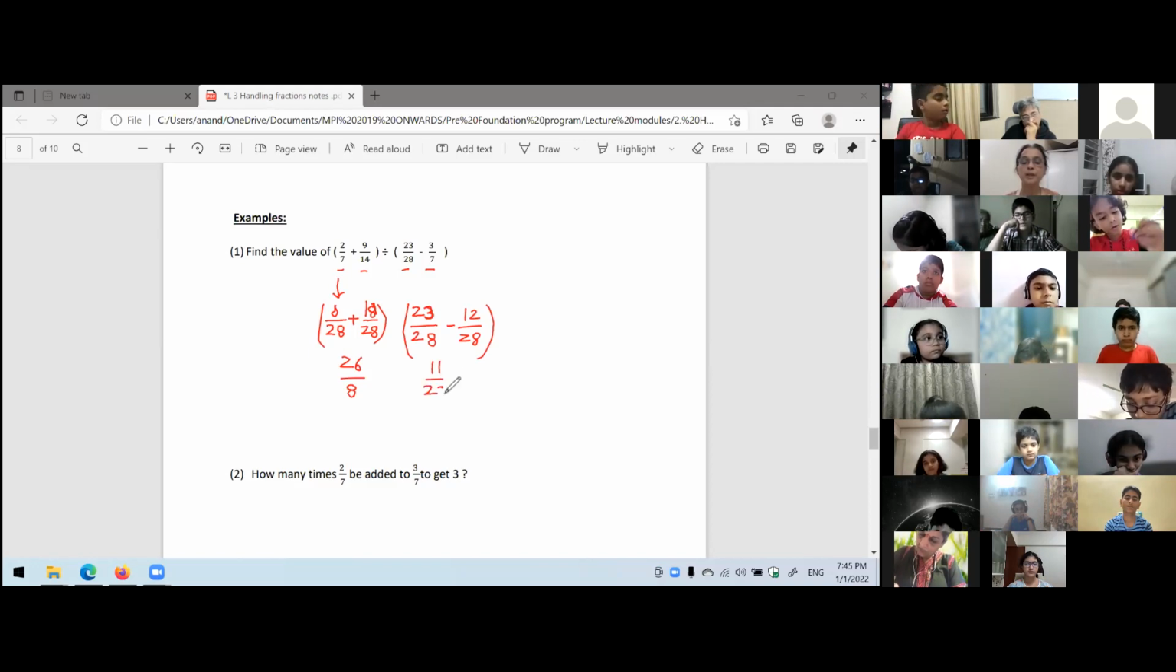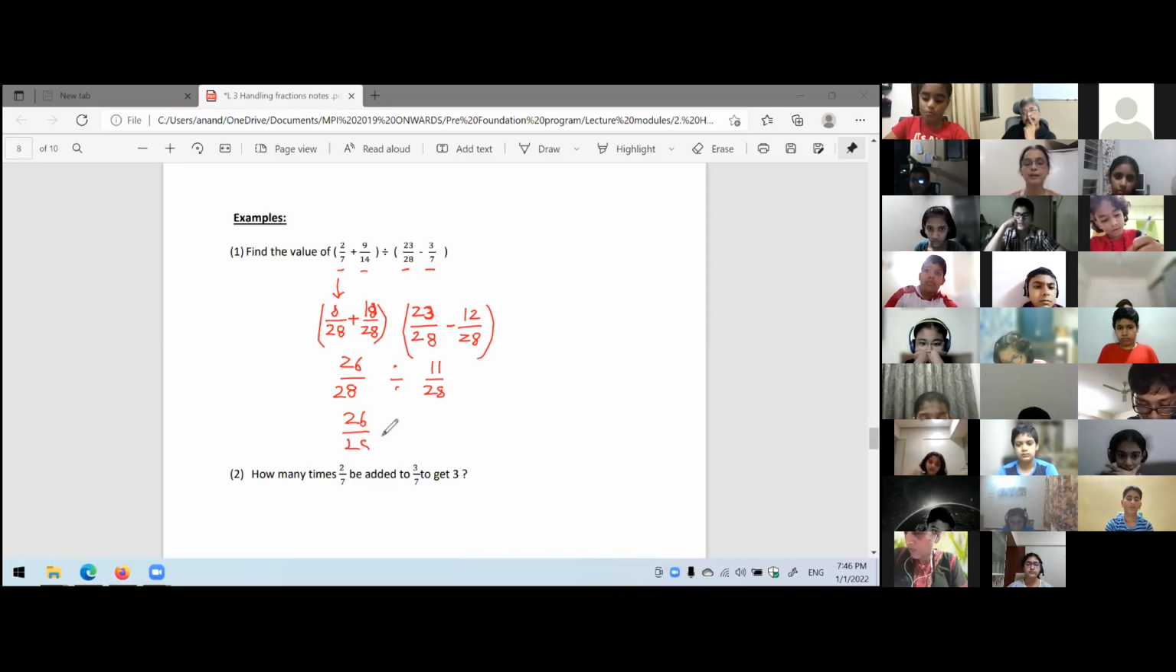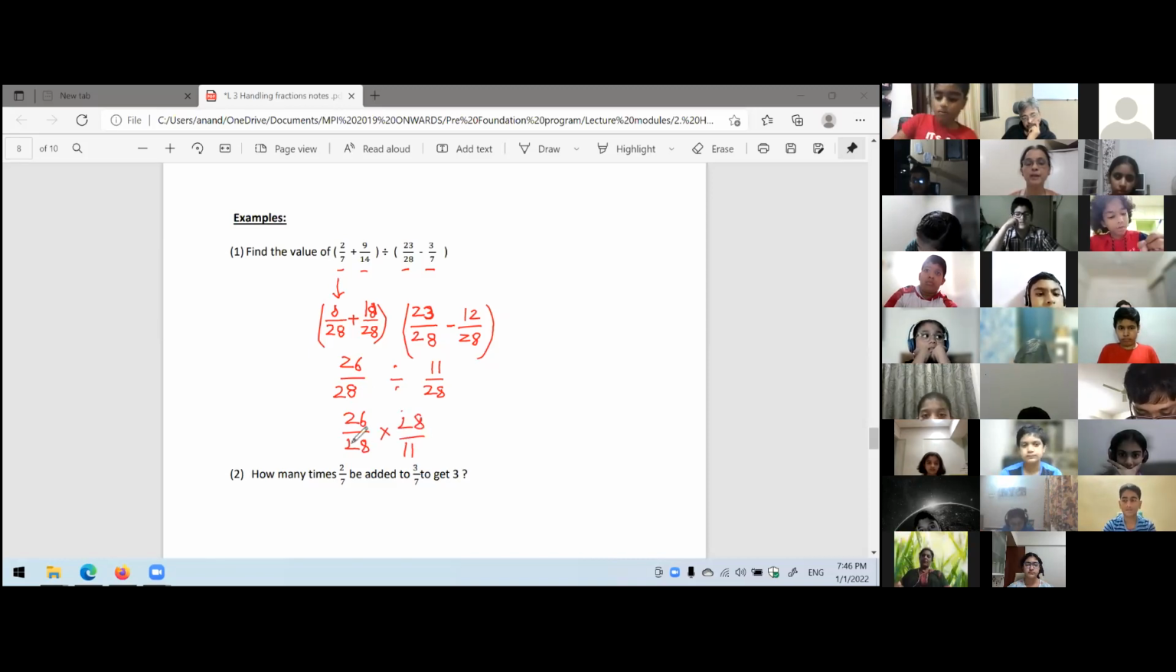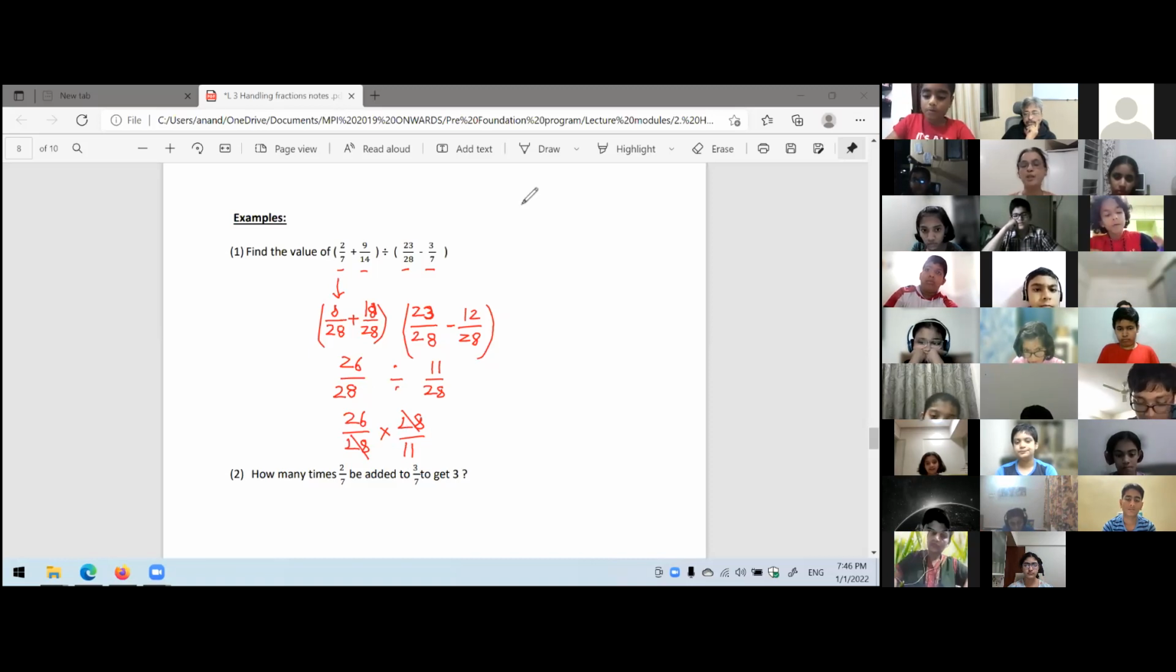And now this is division. So I will have to make the reciprocal of this. So this becomes 26 upon 28 multiplied by 28 upon 11. 28 gone. Answer is 26 upon 11. You can convert it to a mixed fraction. I'm not doing it. You will do it yourself because we are slightly short of time.